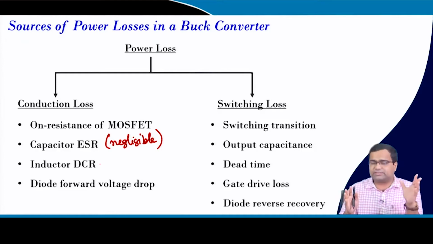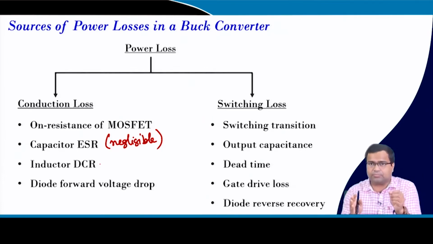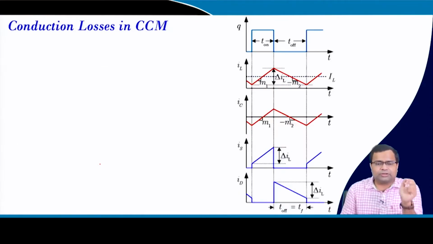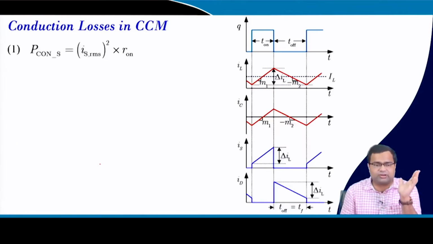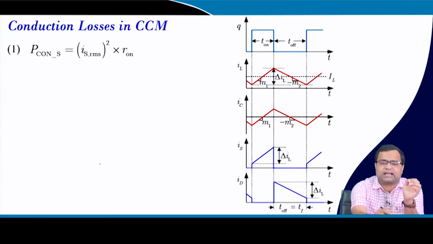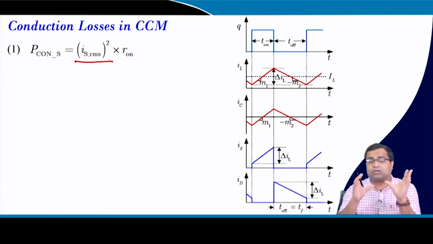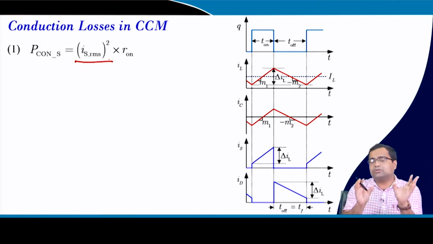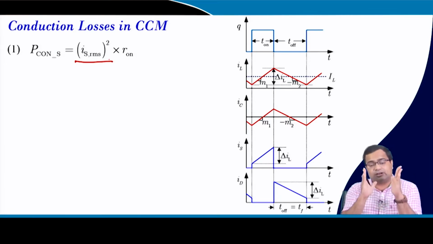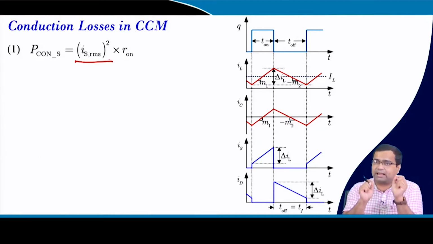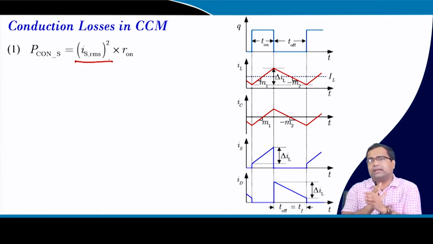And of course, there is the diode loss, either if you take a body diode or if you take a conventional diode based DC-DC converter. So, in conduction loss, if I take continuous conduction mode, it can be written as the switch RMS current squared into R1. We have discussed in lecture number 7 how to derive the RMS current for any piecewise linear waveform, so that we can very easily find the RMS current.